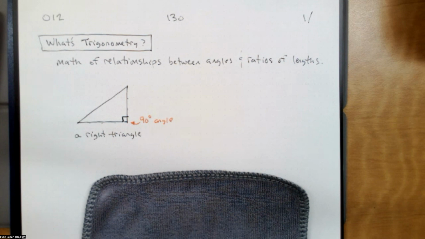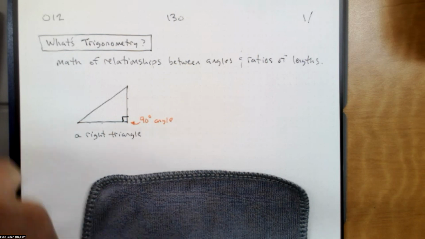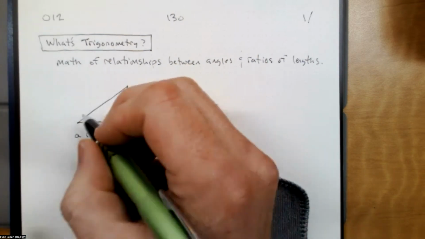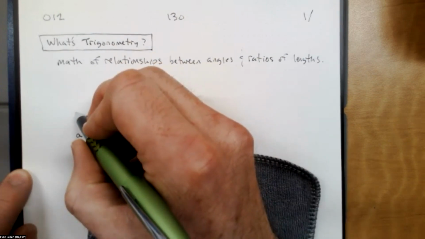When we have a right triangle, I suspect that you know what one of these sides is called. One of these sides has a special name. What is that special name? Hypotenuse. Which one of these is the hypotenuse? The hypotenuse is the side opposite the right angle. So that would be this side up here is the hypotenuse.